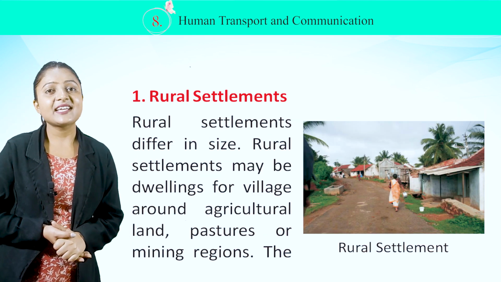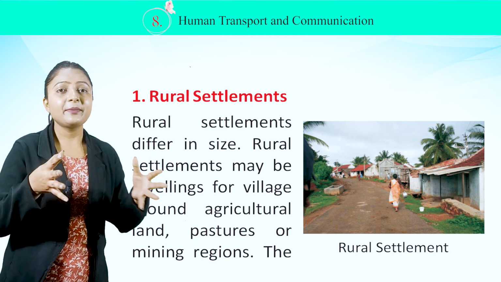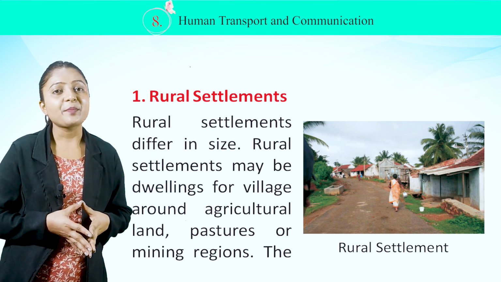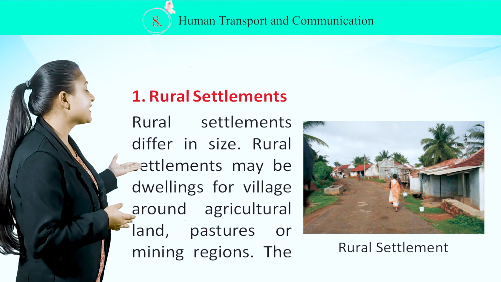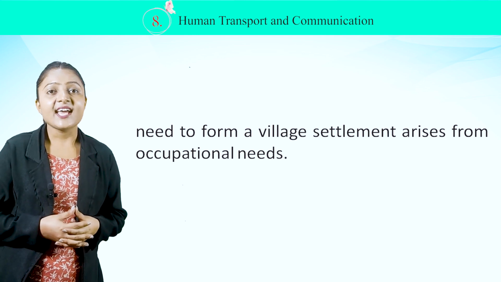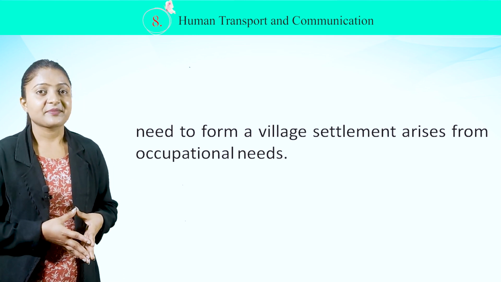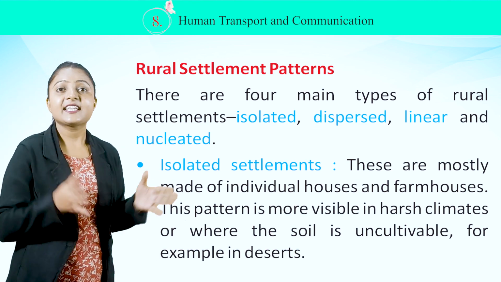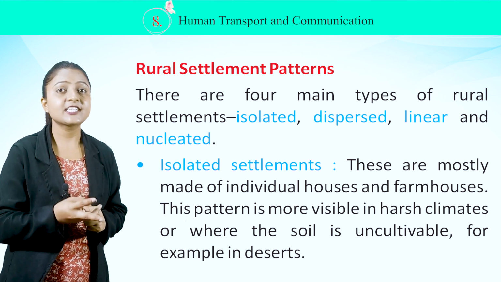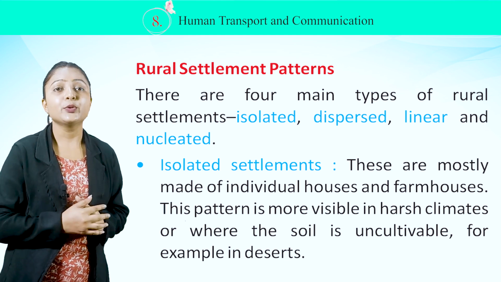Number 1. Rural settlements. Rural settlements differ in size. Rural settlements may be dwellings for villages around agricultural land, pastures, or mining regions. In this picture, you can see a rural settlement. The need to form a village settlement arises from occupational needs. Rural settlement patterns. There are 4 main types of rural settlements: isolated, dispersed, linear, and nucleated.